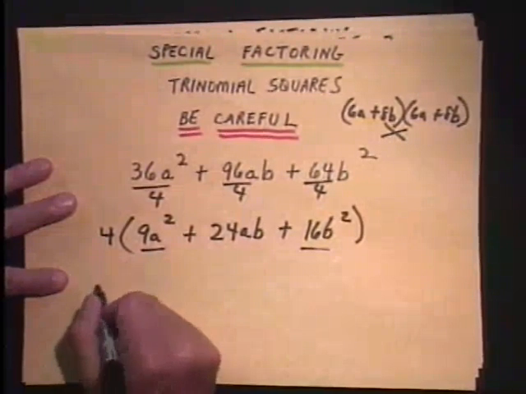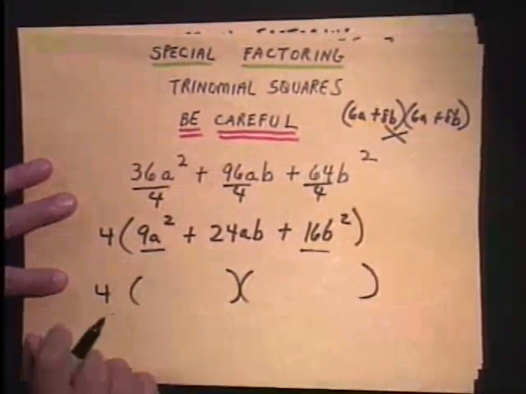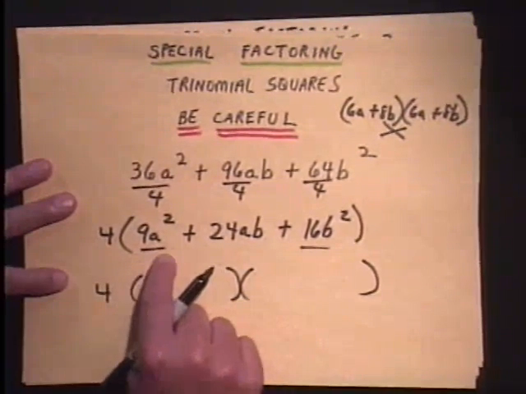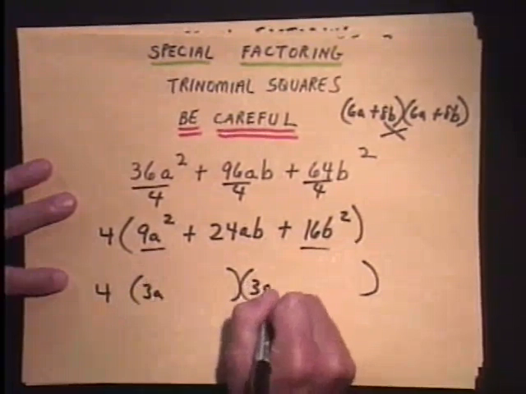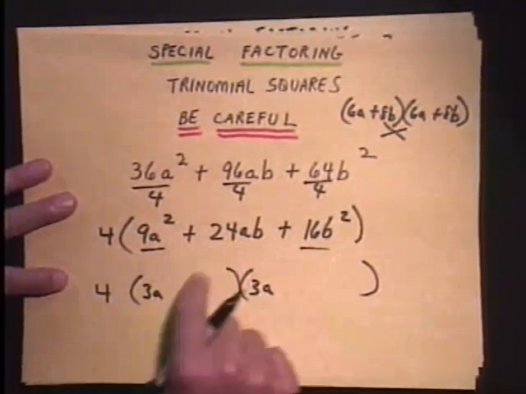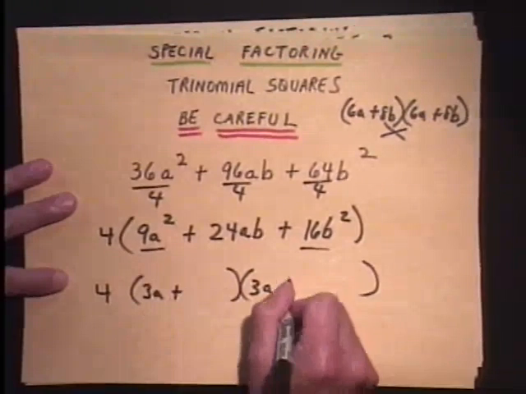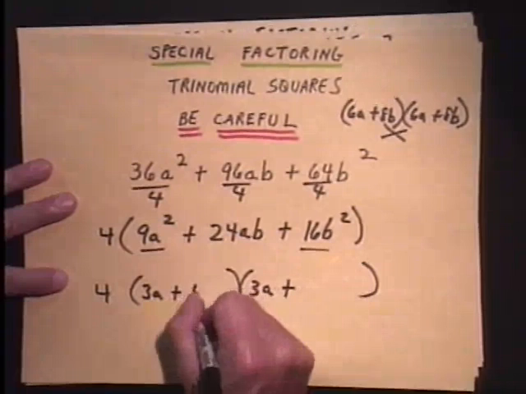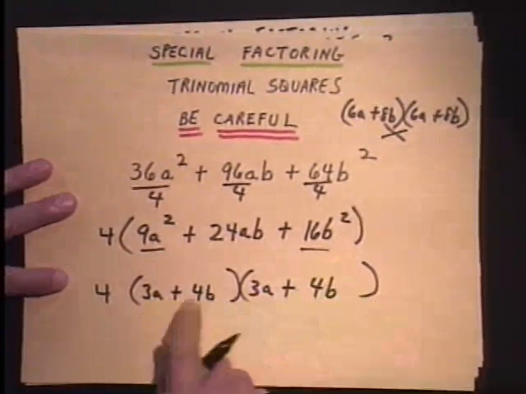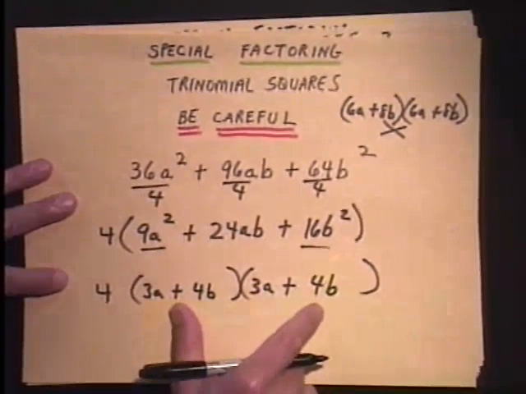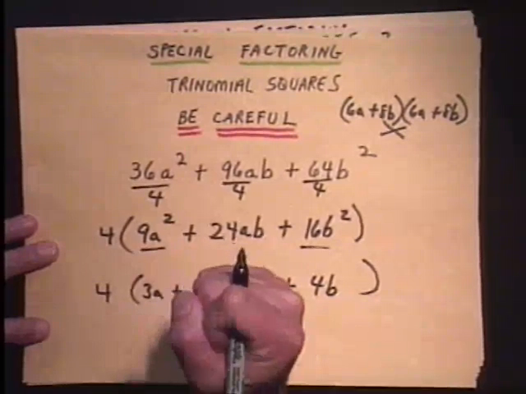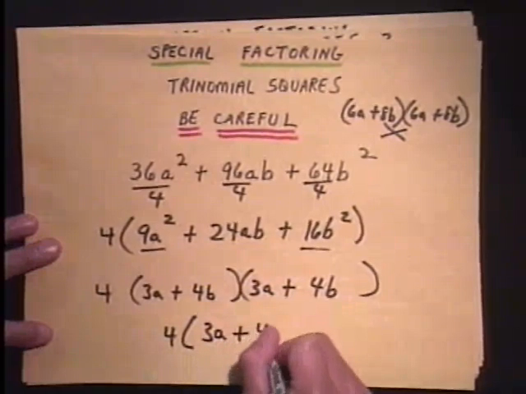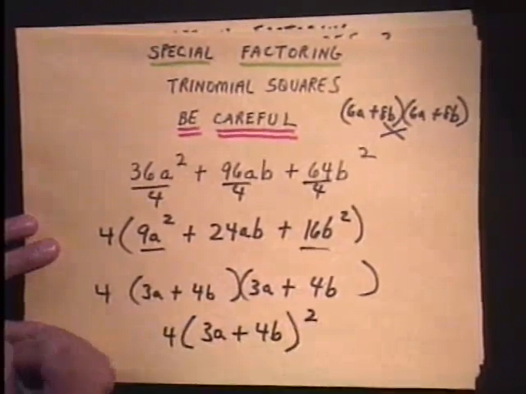All right, so now let's go ahead, break that apart into 2 of the same things. What times what gives me the 9a squared? 3a, 3a. Both signs pluses or both signs minuses? The plus plus. What times what gives 16b squared? 4b, 4b. And notice in the parentheses now, there's nothing else in common. I could write this as 4 times the quantity 3a plus 4b, squared.